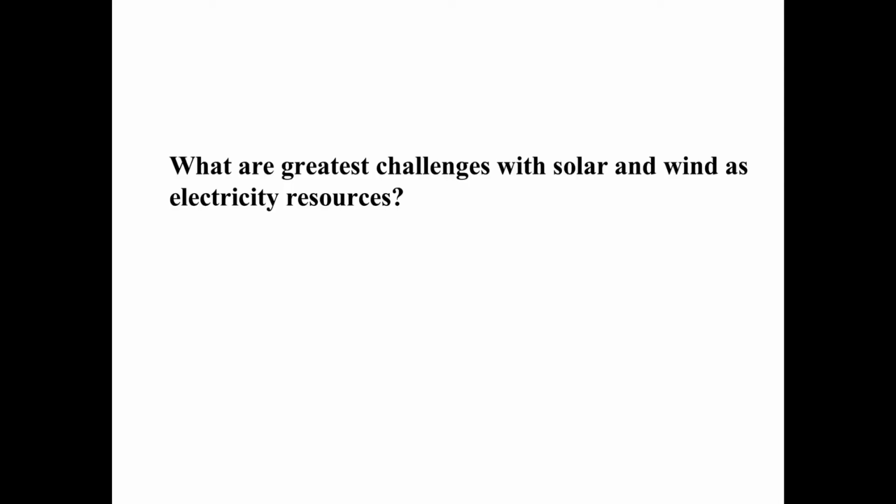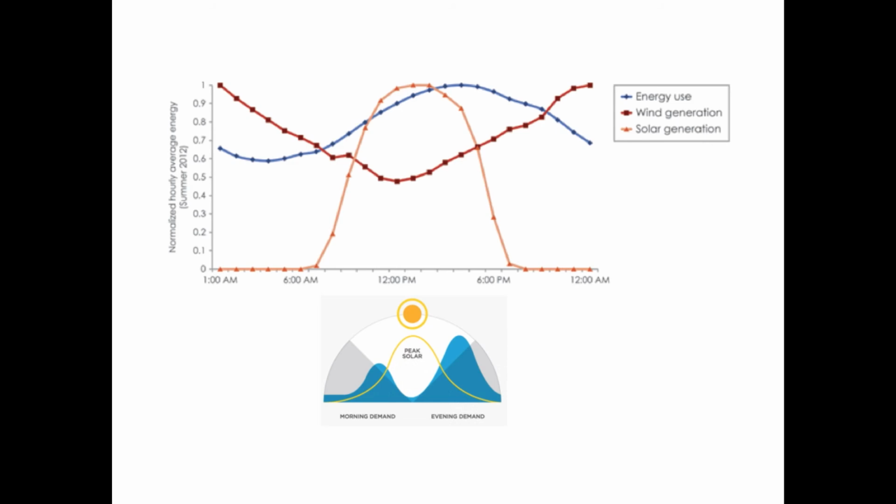So what are the challenges with solar and wind as electricity resources? The biggest is intermittency. And intermittency is shown here where we have on the y-axis the normalized hourly average energy. And this is for data from the summer of 2012, but assume that they're constant for now. And then we have on the x-axis a 24-hour day, so from roughly 1 a.m. or midnight on the left to midnight again on the right.